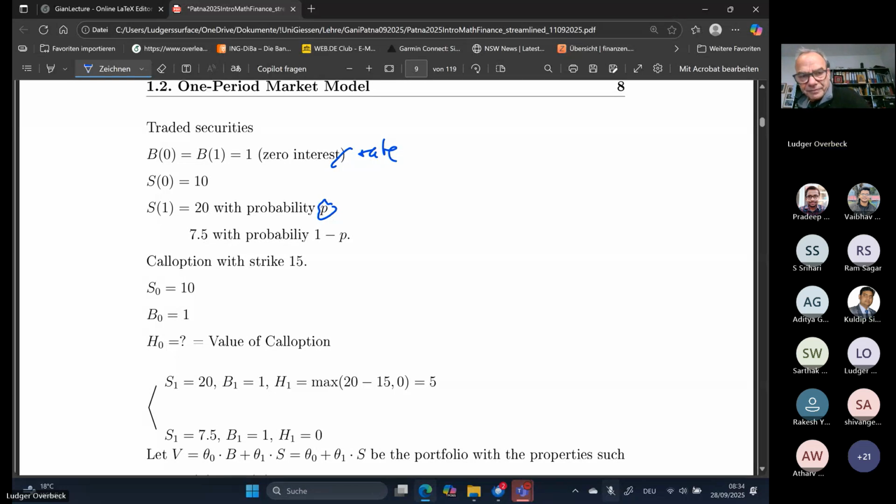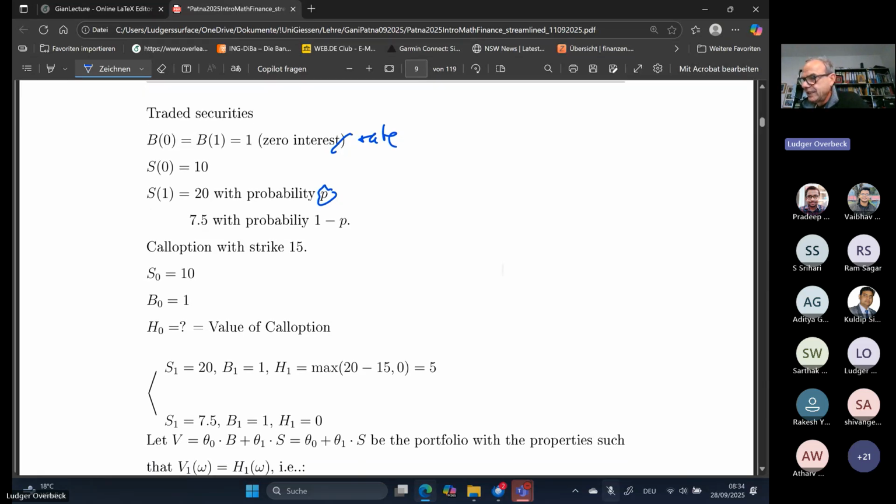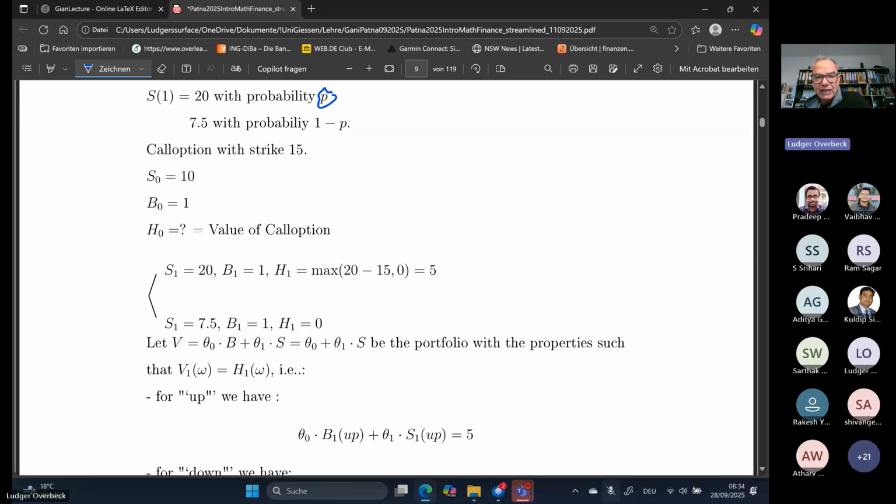Yeah, thank you. So you have only these 2 scenarios, and now you want to build a hedge portfolio. So this means the value of the option at time 1, it's either 5 or it's 0. And now you want to build a hedge portfolio today. That's your today as a banker. You want to invest theta 1 into asset S, and you buy bonds theta 0.